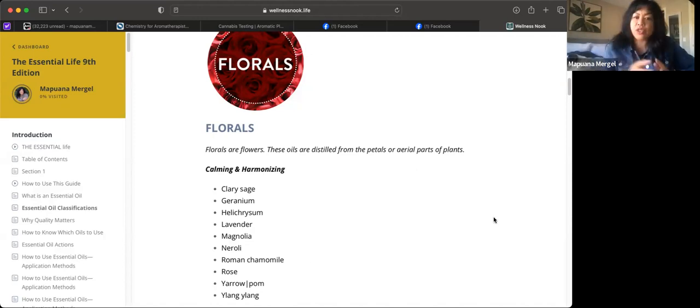So clary sage, great for all hormone issues, right? Geranium, good for skin issues. Helichrysum, the liquid Band-Aid. Lavender. Magnolia is in a roller, a 10 ml roller. So is neroli. Roman chamomile. Rose. Yarrow palm, and ylang ylang.